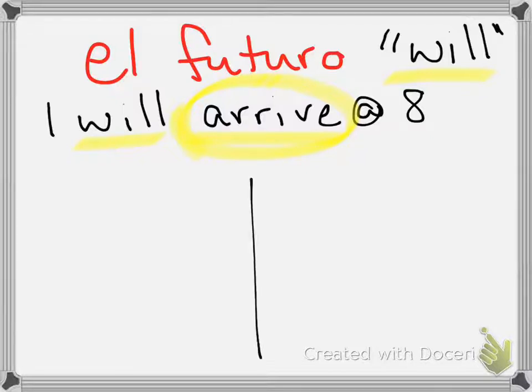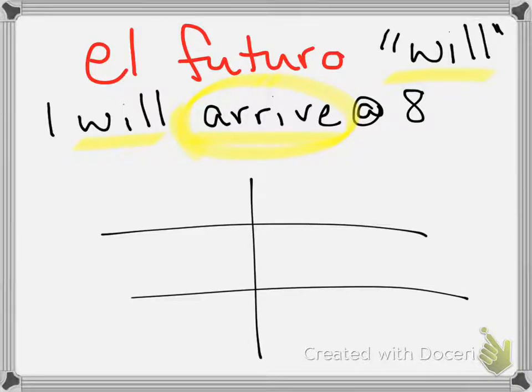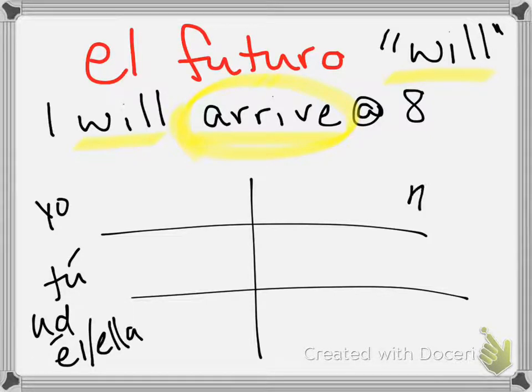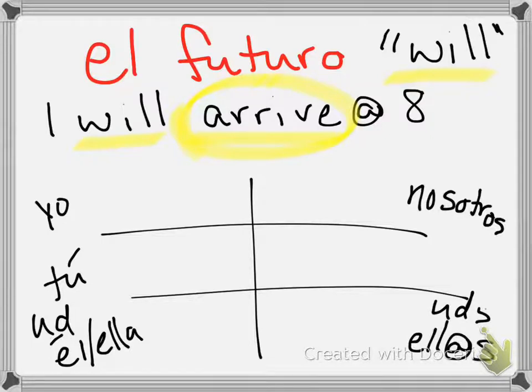Well, let's look at our trusty dusty table here. Okay, and just a reminder, here we have yo, and then tú, and then we have usted, él, or ella. Then here we have nosotros. And then here we have ustedes or ellos or ellas, right? Okay, so if I'm saying I will arrive, I have my verb. My verb in this case is arrive, which is llegar.